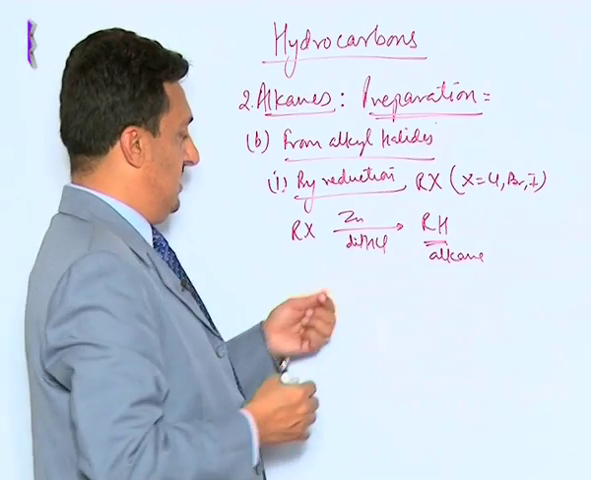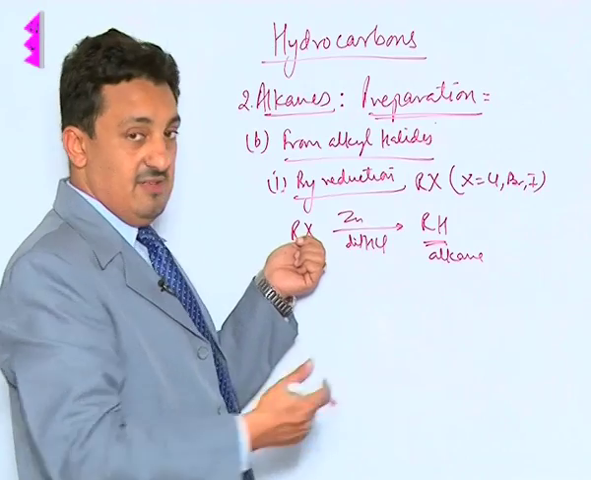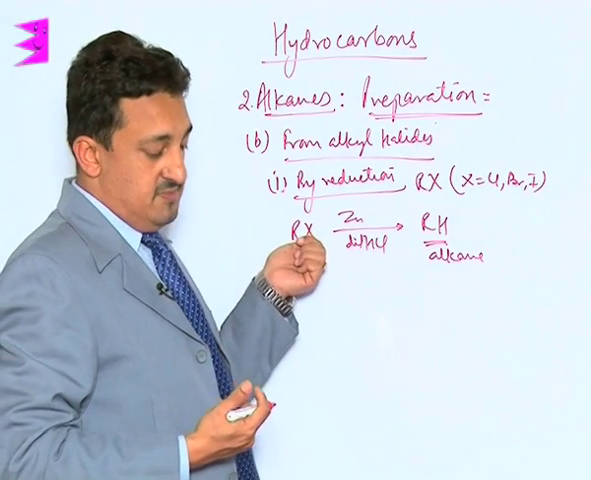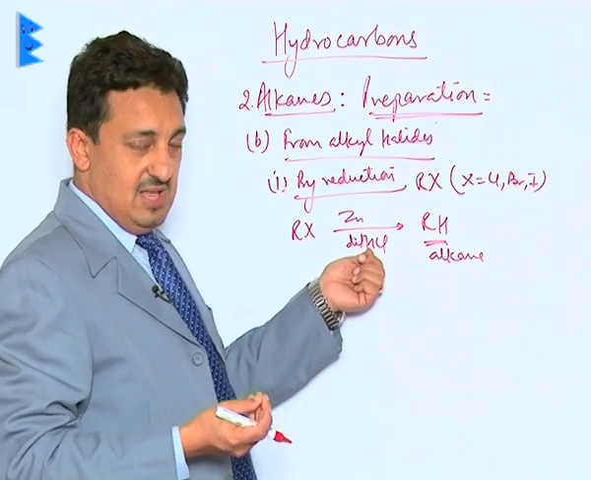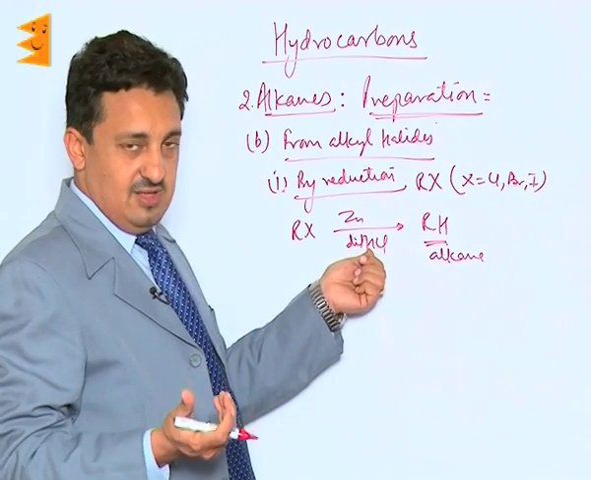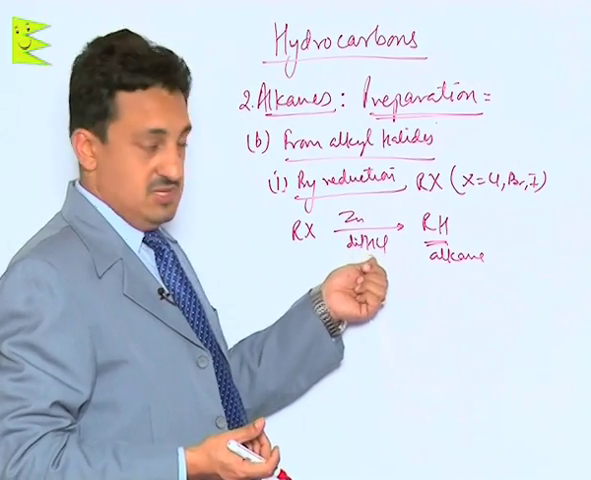Along with this, the hydrogen replaces the X out of this, and this is how this reaction takes place. So we can use the dilute HCl or any other dilute mineral acid which gives us this reaction.